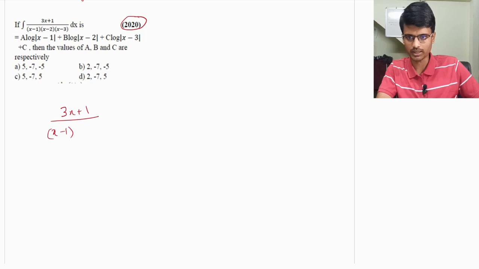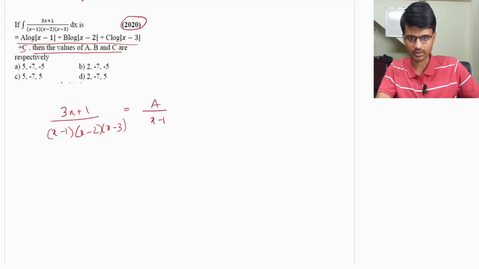Okay, but they have already given us the integral: a log(x minus 1) plus b log(x minus 2) plus c log(x minus 3) plus C, where C is the constant of integration. Then the values of a, b, and c are, so they are asking us the values of that. Okay, so this is interesting. So how can we solve this in a minute? We cannot use up the time, it is an important thing here.